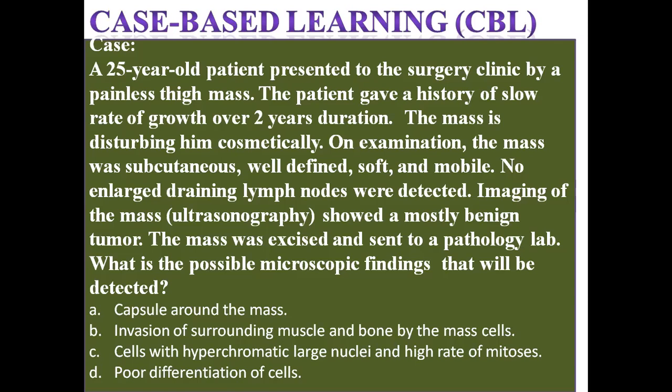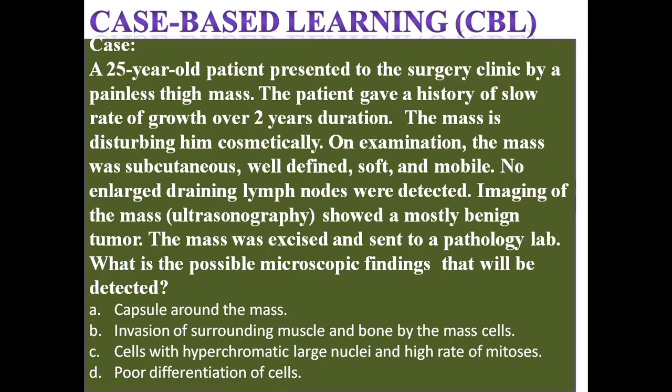Choose. Number one, capsule around the mass. Possible, right? Because benign tumors may have a capsule, may have, right? The second choice is invasion of surrounding muscle and bone by the mast cells. No, invasion of surrounding muscle. Benign tumors do not grow by invasion. They grow by compression. Malignant tumors grow by invasion, right? So it is not B.